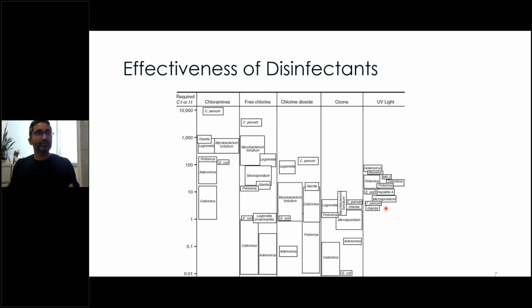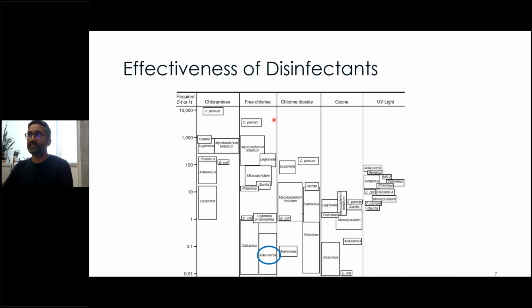And so we talked about UV, we talked about chlorine primarily. I just wanted to show you this table which looks at the effectiveness of different disinfectants. And we'll hone in on this free chlorine one, and maybe we'll do a quick comparison with UV. So what we're seeing on the side here is the required CT. And the thing that you want to just think about is if something is showing up higher on this list, it means that it is a little bit harder to treat with a given disinfectant.